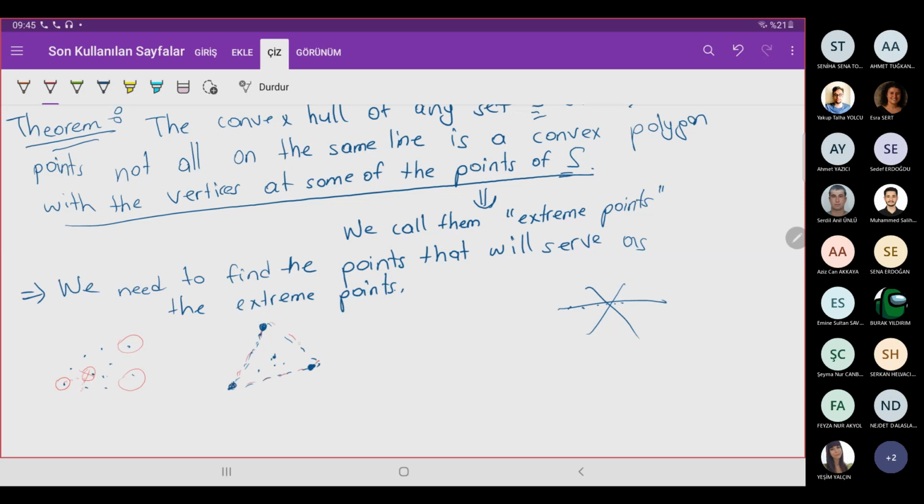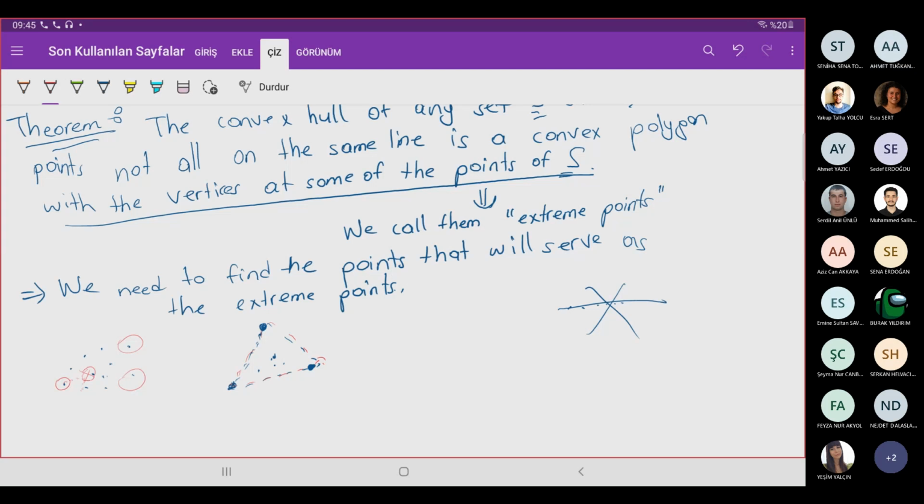So which of these points are the extreme points? That's the question, actually, because once I determine the extreme points, then I can connect them by lines and find the convex polygon that constitutes the convex hull of a set of these points. Is it clear?